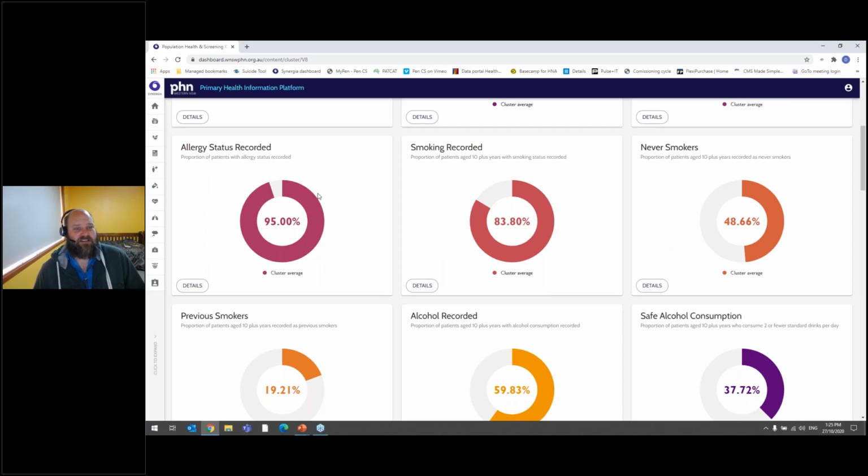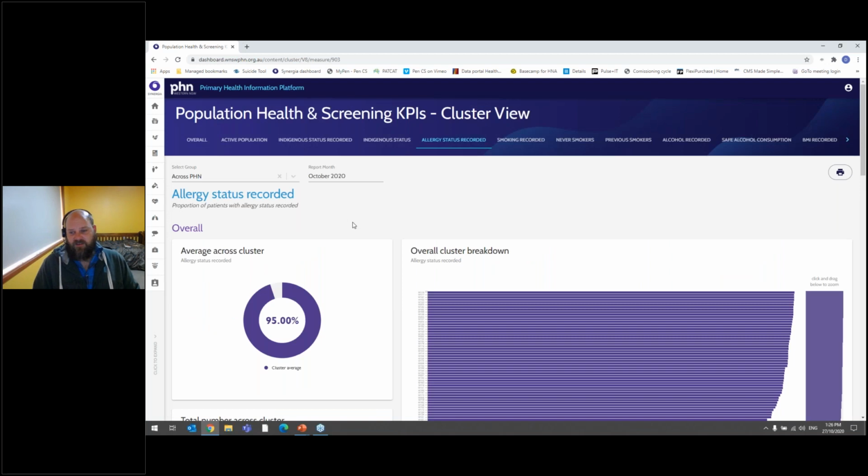One of our new measures here, for example, is the proportion of patients that have their allergy status recorded. So this was feedback that people wanted to make sure that they could be checking in with their patients and having their allergies recorded.